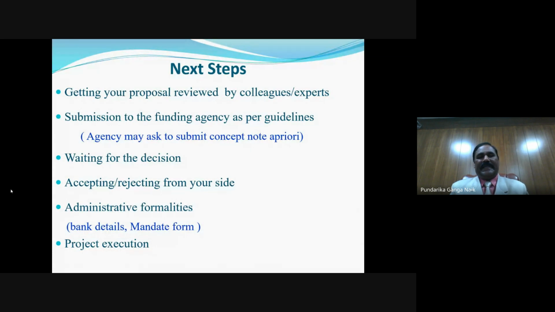And for submission to the funding agency, you need to stick to the guidelines given by the funding agency and write up accordingly. The next step is waiting for their decision. Whether it is accepted or rejected will be communicated to you. Then acceptance or rejection from your end: they will ask your willingness whether you are going ahead with the project or not. If there are any constraints, you may also reject it. Then other administrative formalities, like submission of bank details, institution details, and other things, and thereafter project execution.